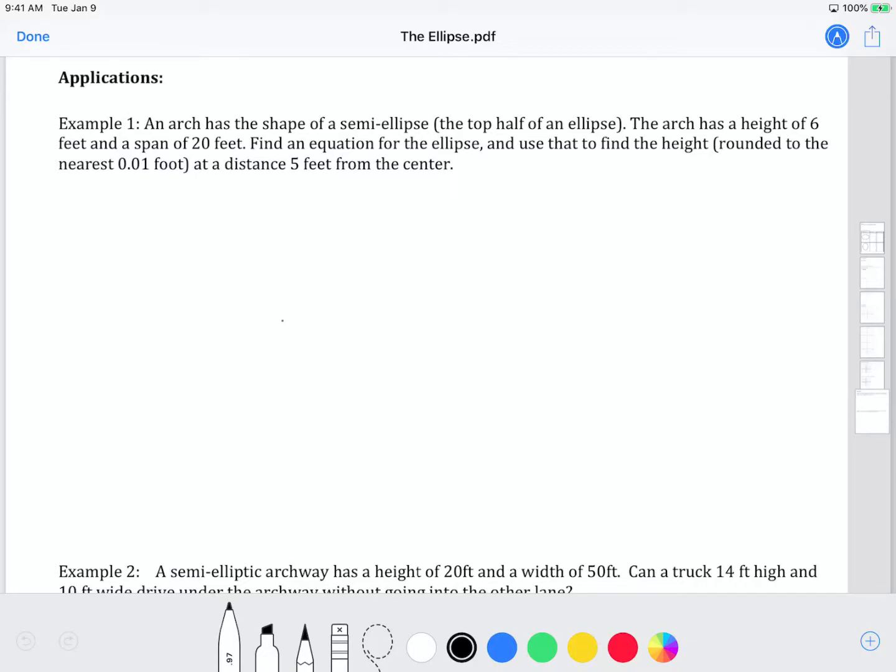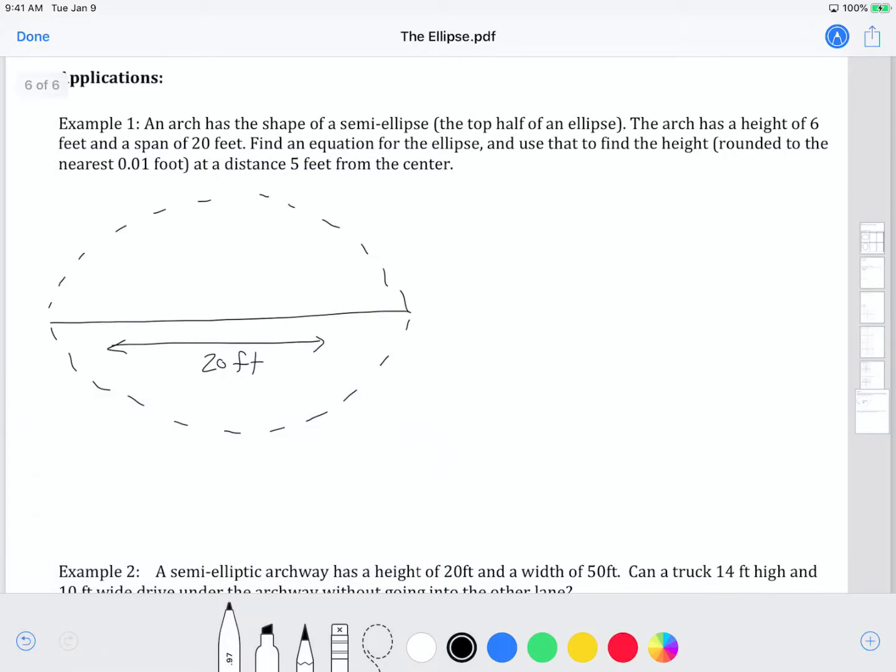So if we imagine the full ellipse, it's telling us that it runs 20 feet this way, from here to here. And if we look at just the top half, which is the arch that the problem is talking about, that's this piece right here, it's saying the height is 6 feet.